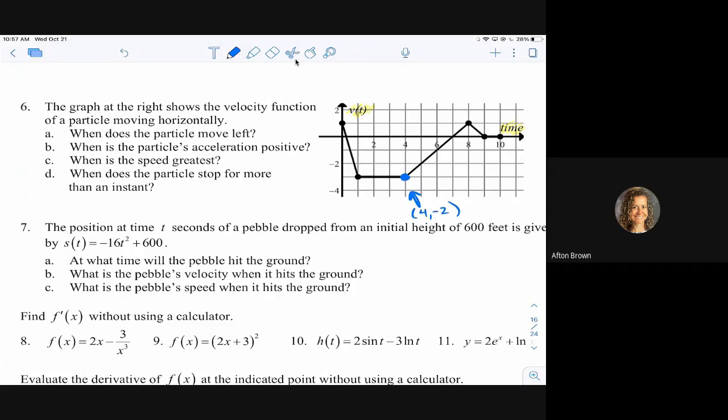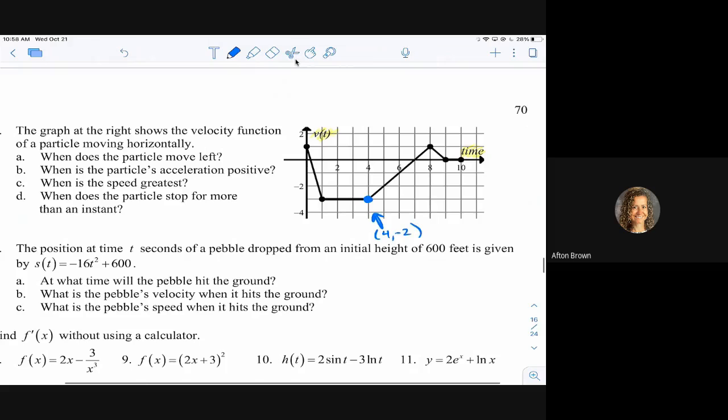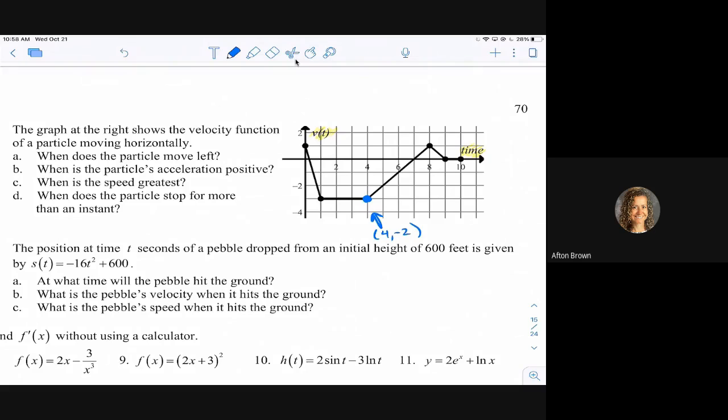4 represents what? 4 what? Seconds, or time units. Good. I guess they didn't even give us time units, but let's just simplify it and say it's seconds. So this is at 4 seconds. What does the -2 represent? Velocity, because this axis represents velocity. So at 4 seconds, it has a velocity of -2.